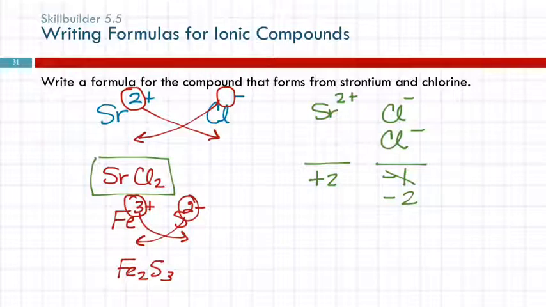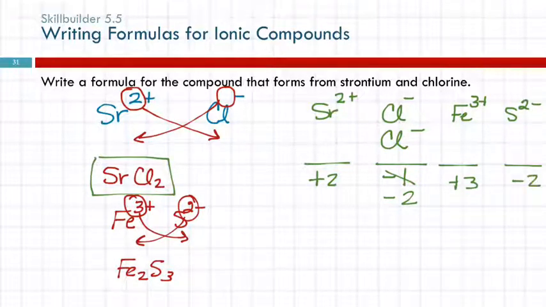I didn't leave myself much room. I'll squeeze them in over here. So Fe3+ and S2-. So the total charges, we've got +3 and we've got -2. We need to get those to be equal. We need +3 -3 or +2 -2. The actual number doesn't matter so much, but they need to be equal. Okay? Well, we can't just change the number. We can't change the charge.